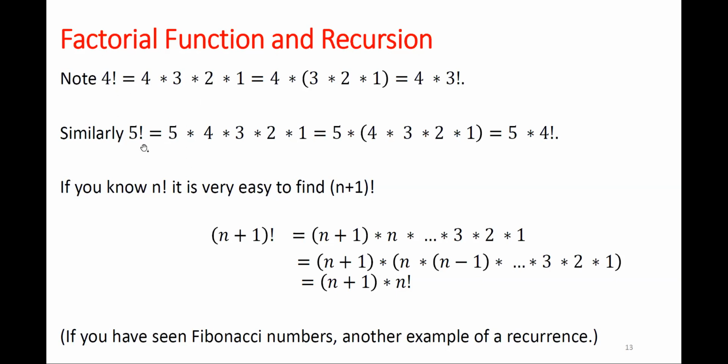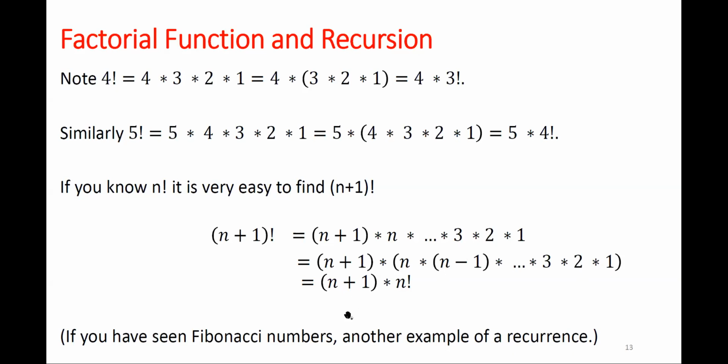So similarly, 5 factorial is going to be 5 times 4 times 3 times 2 times 1, or just 5 times 4 factorial. More generally, if we have n plus 1 factorial, it's n plus 1 times n times dot dot dot times 3 times 2 times 1. So we put parentheses as before, and we have n all the way down to 1. So just n plus 1 times n factorial.